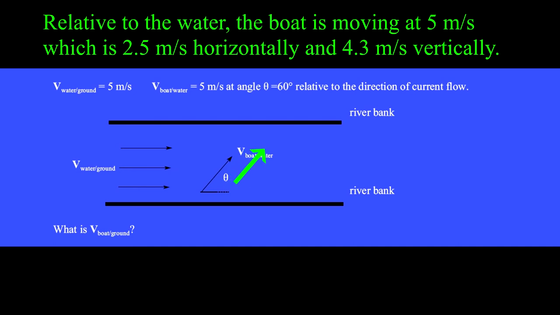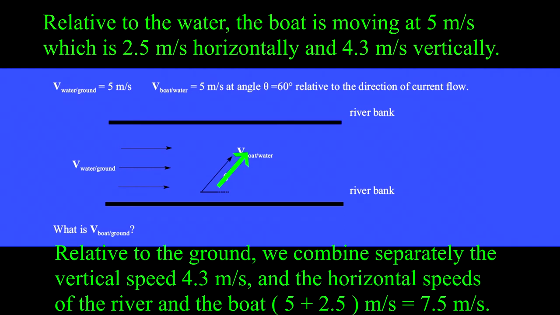Relative to the water, the boat is moving at 5 meters per second, which is 2.5 meters per second horizontally, plus 4.3 meters per second vertically. Relative to the ground, we combine separately the vertical speed, 4.3 meters per second, and the horizontal speeds of the river and the boat. 5 plus 2.5 equals 7.5 meters per second.